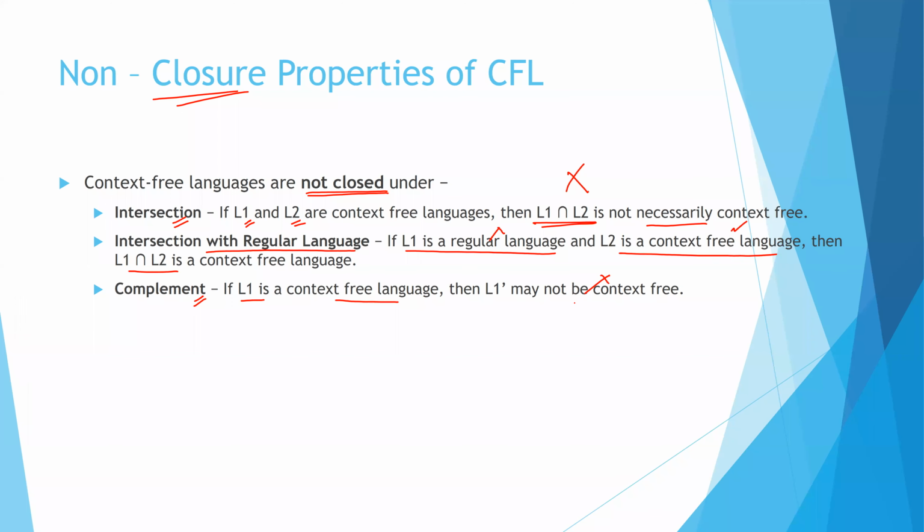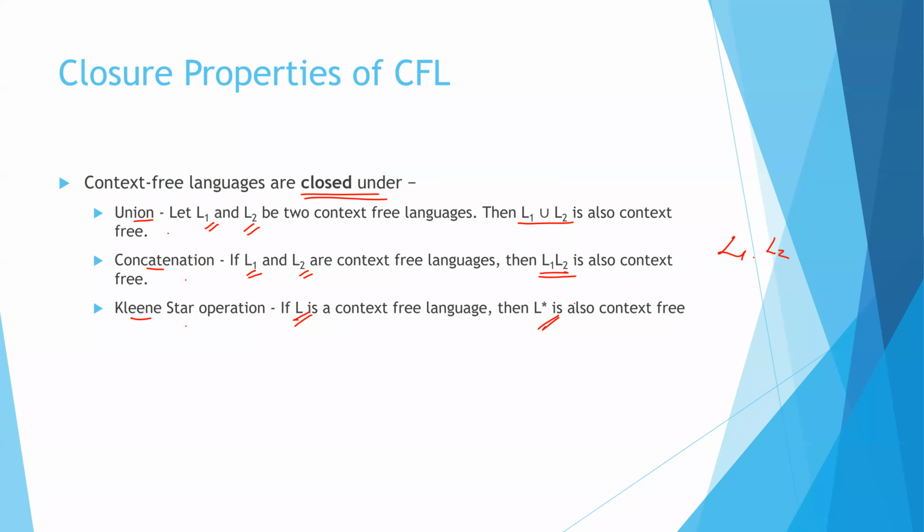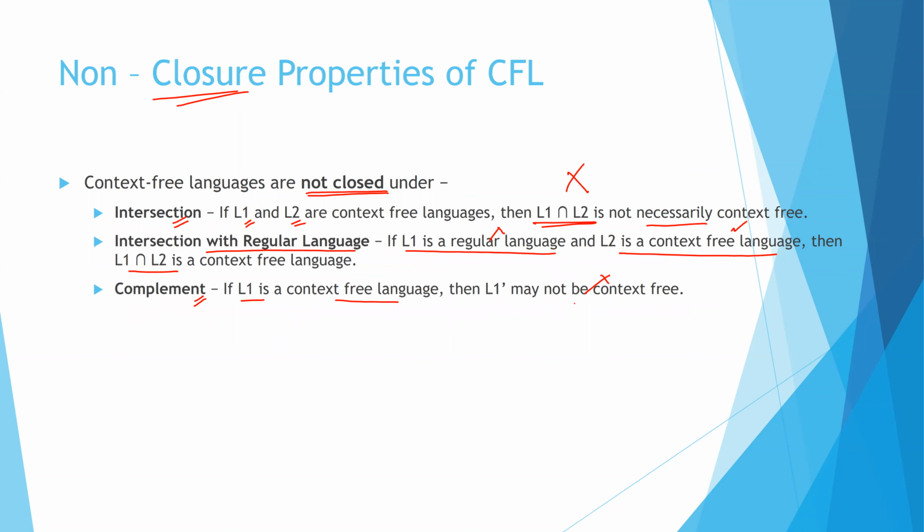Okay, so you have two main sets of properties, closure properties and non-closure properties. Closure, you have union, concatenation, Kleene. And then non-closure, you have intersection, intersection with regular languages, and you have complement.